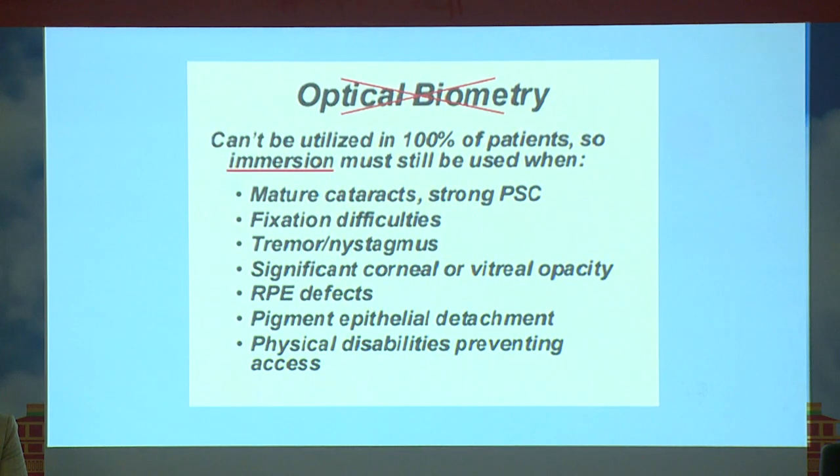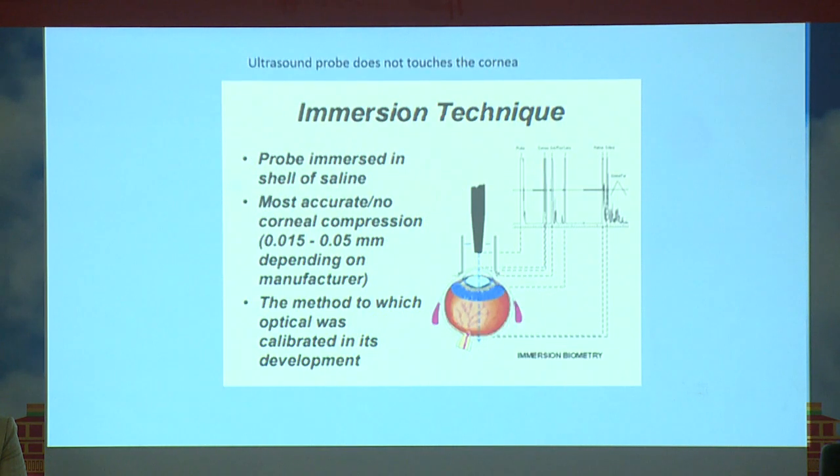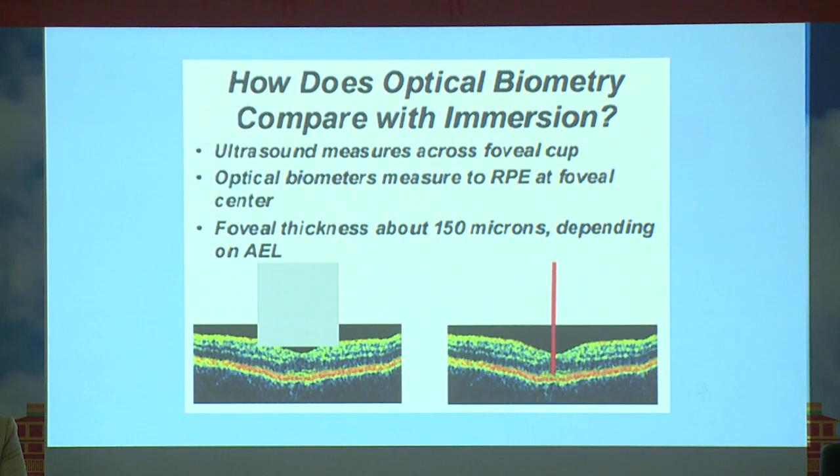There are many occasions where we cannot do optical biometry, such as mature cataract, and there are many other situations. Here we use the immersion technique as it is more accurate and has no corneal decompression. But here, again, the problem is that it does not take the measurement up to the retinal pigment epithelium, so it should be corrected.